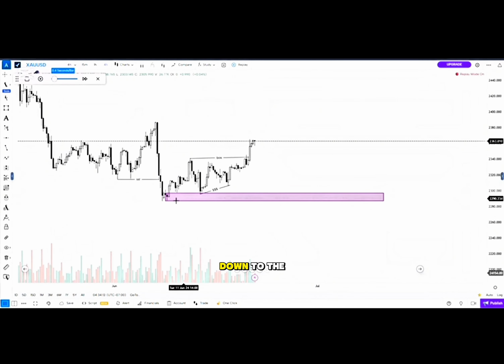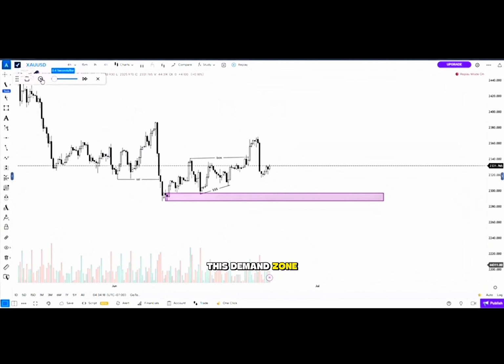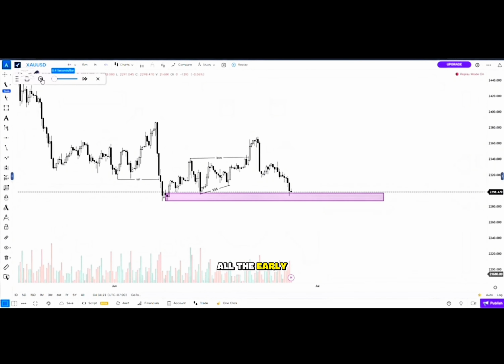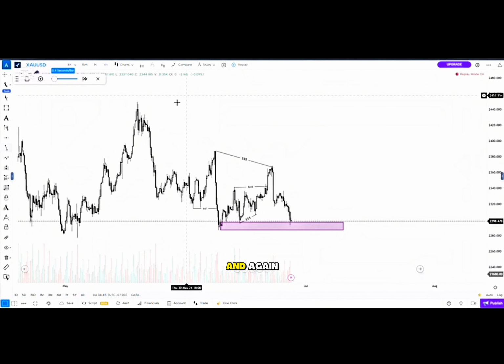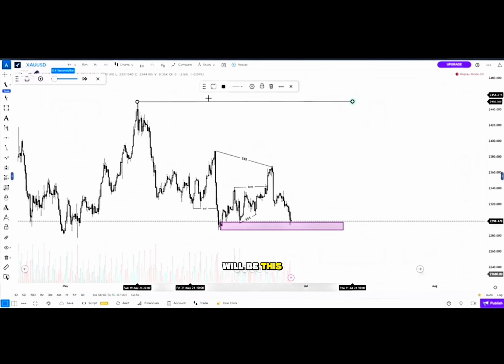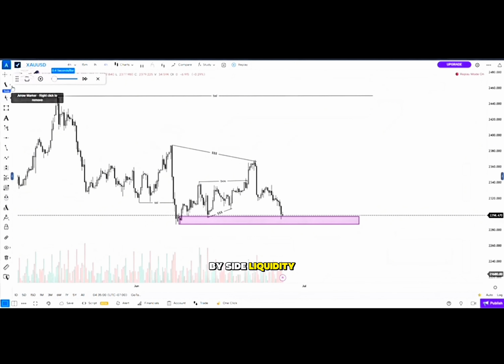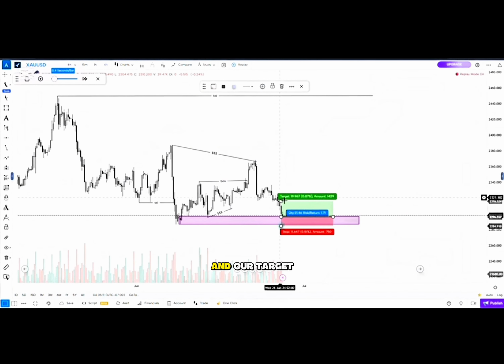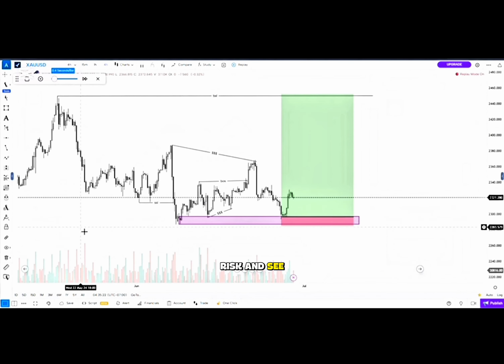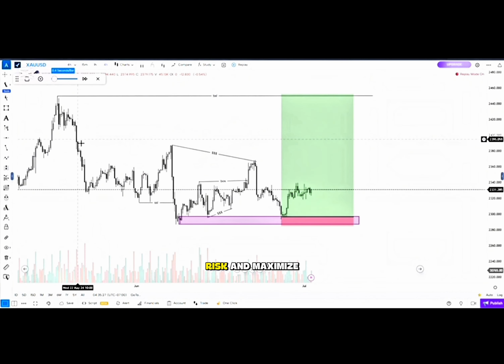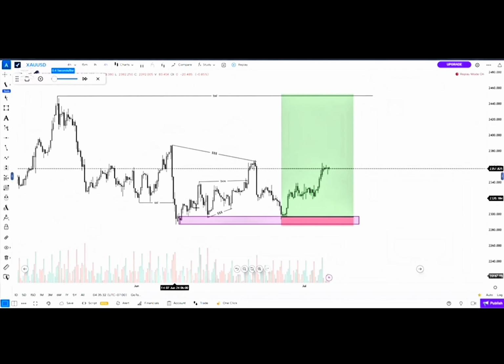The prices will come down to the lowest point of this demand zone, sweeping and liquidating all the early buyers. You can see prices came into our demand, and at that demand, we'll enter for buys. So this is another trendline liquidity, and again, our final target will be this buy-side liquidity or major swing high. So we'll enter our long position at that demand, and our target will be the major swing high. See the risk and see the profits. Always minimize your risk and maximize your profits.